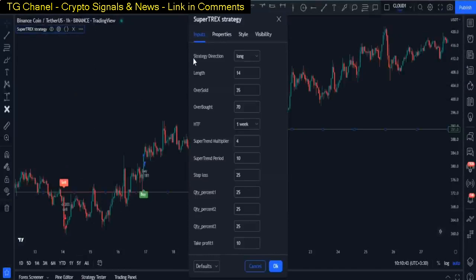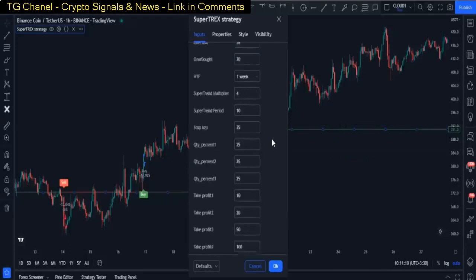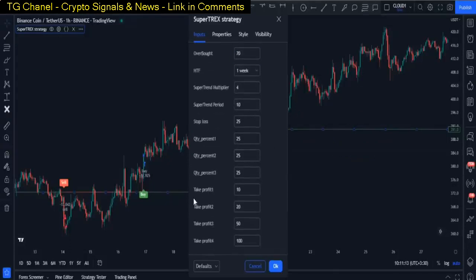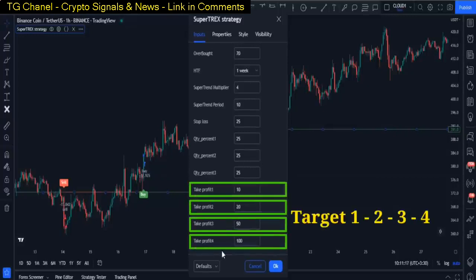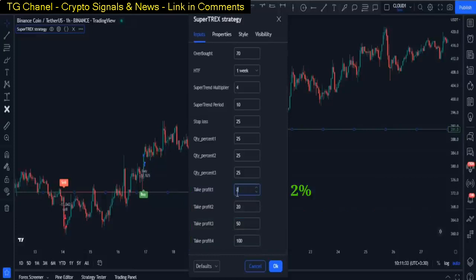First, in the Inputs tab, we've got to set the Strategy Direction option to all so that it would show us both short and long signals alongside their targets. If we scroll down a little, still in the Inputs tab, we would find Take Profit 1, 2, 3, and 4 options, and we can adjust their percentage numbers. I set the first target to 2%, the second one to 4%, the third one to 6%, and finally the fourth target to 8%.